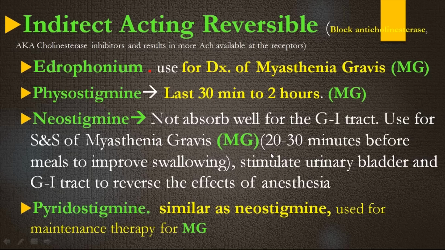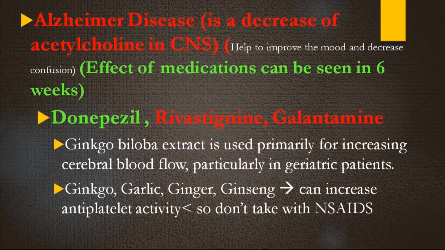What we need to remember here is that neostigmine is for maintenance of the treatment of myasthenia gravis, given 20 to 30 minutes before meals because that is going to improve the swallowing. So the muscles are able to contract. You need muscles to contract when you are eating, when you swallow, peristalsis. And that's why we need to give it 20 or 30 minutes before.